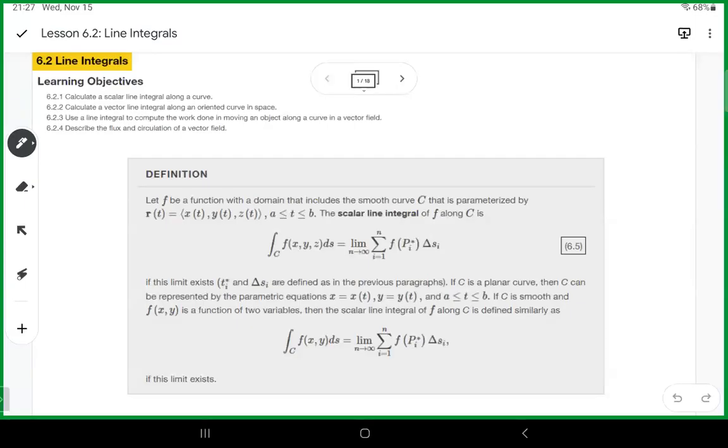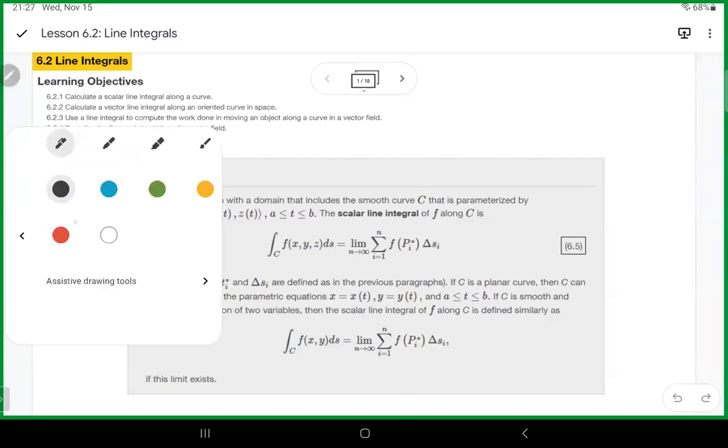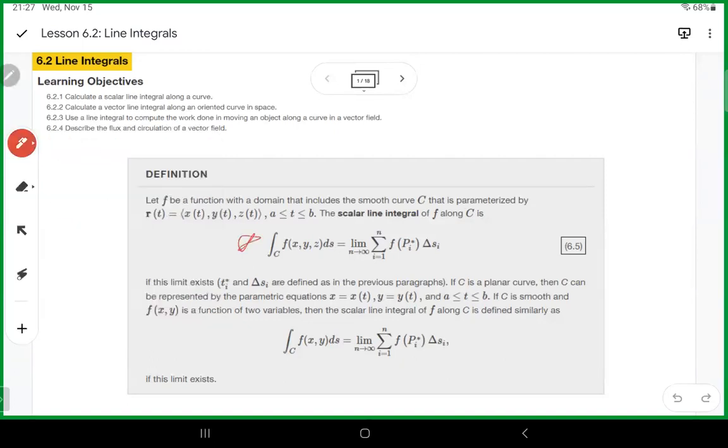Okay, guys. Now we're gonna jump into section 6.2. It's line integrals. You can see your learning objectives there, your definitions. We're going to go through some solutions.